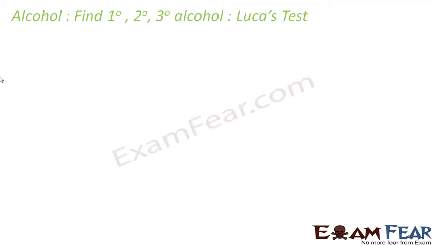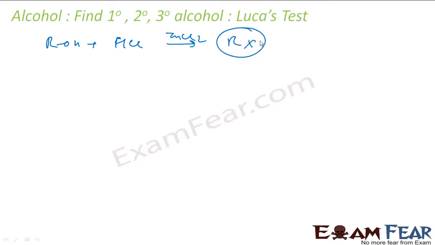The next is the Lucas test. We've already learned this. Lucas test, what you do, you take alcohol, you react this with HCl in the presence of ZnCl2, you get RX. Now the time of appearance of this RX decides whether it is primary, secondary or tertiary. I told that 3 degree is the fastest. So if it is immediate precipitation, I will say it is 3 degree alcohol.